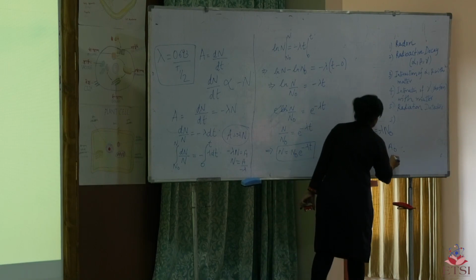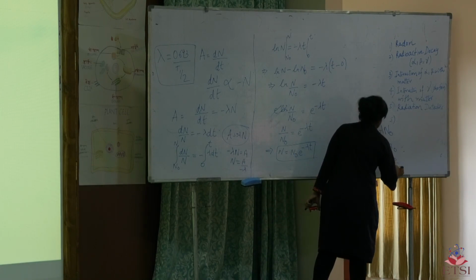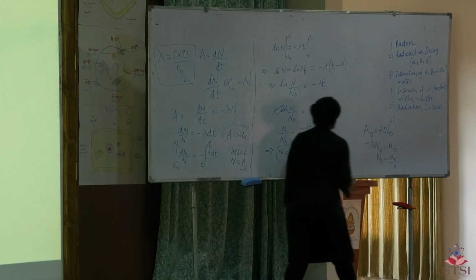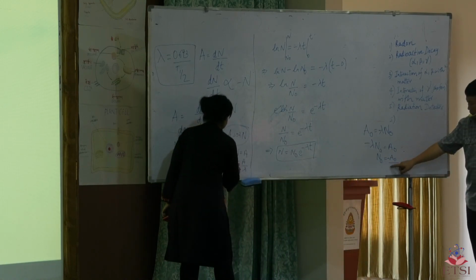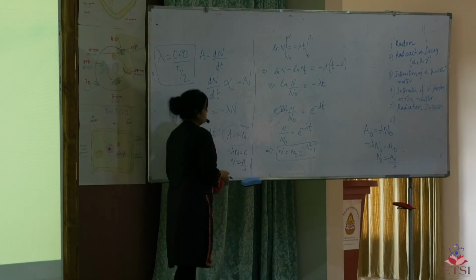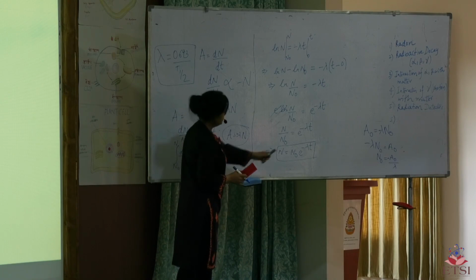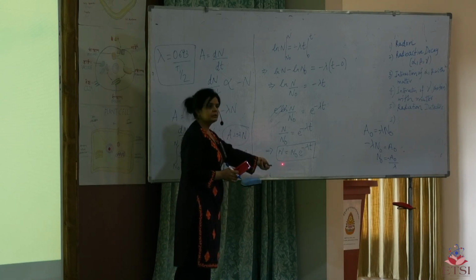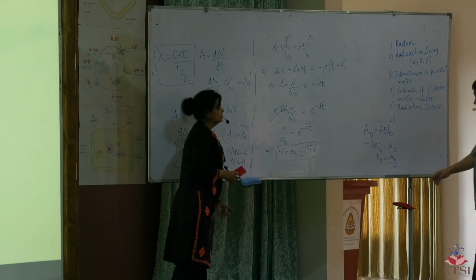A naught divided by minus lambda. I can even put the minus sign here, right? Anywhere. Even for this also, I can put it. So now, if I put the value of n and n naught here, what will I get? Can you tell me what you will get?